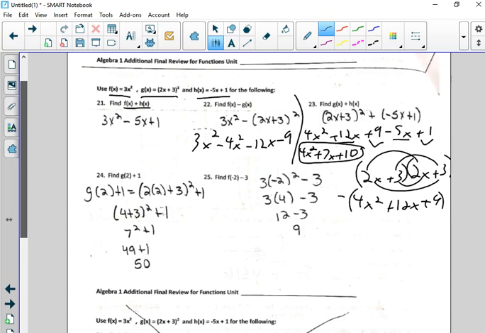g of 2 plus 1. So you're going to plug 2 in right here. So 2 times 2 plus 3, and then square it. And then don't forget to add this 1 at the end. And then we're going to plug negative 2 in here. Remember, negative 2 squared is positive 4, not negative 4. And then add 3 after you multiply, and you get 9.